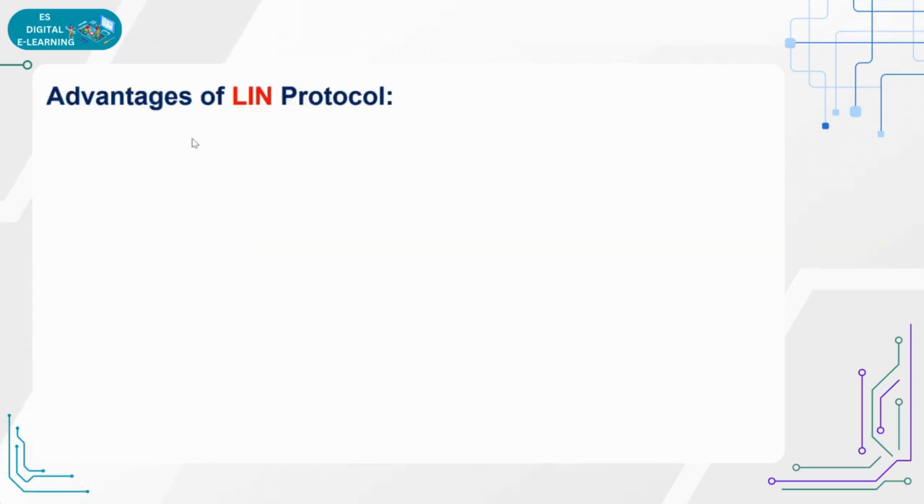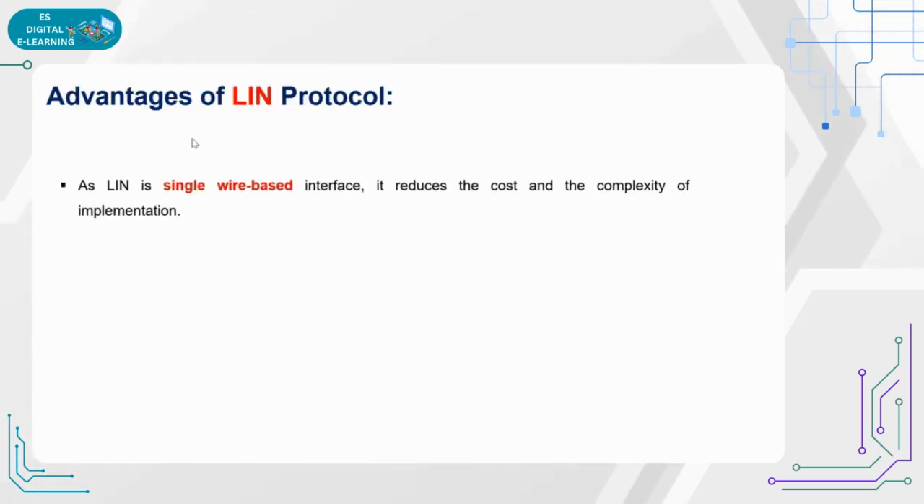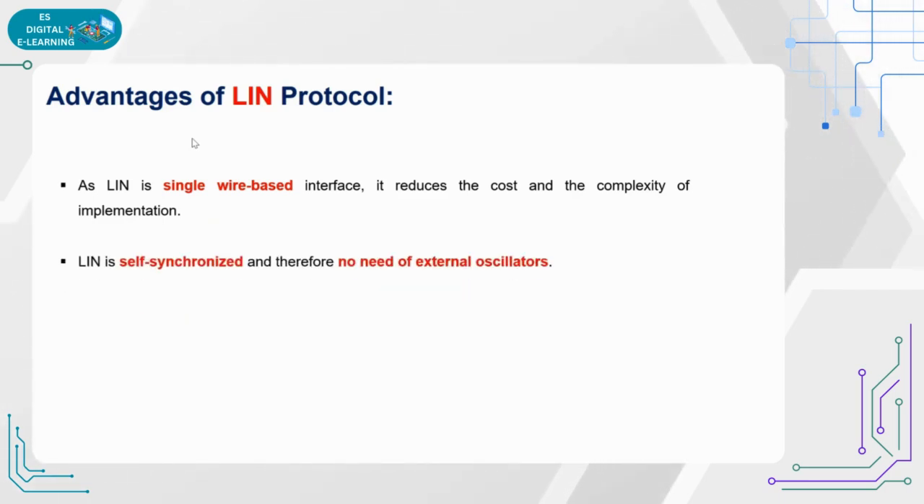So what are the advantages of the LIN protocol? LIN is a single-wire based interface, so the cost is very low and it is easy to implement. And it is self-synchronized. We don't need any clock because it is an asynchronous protocol. The clock is not required.